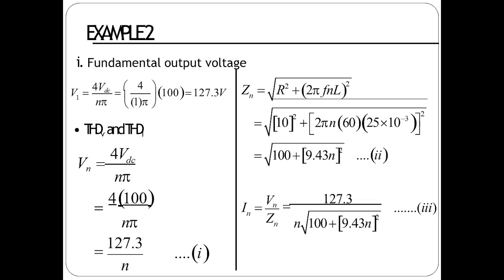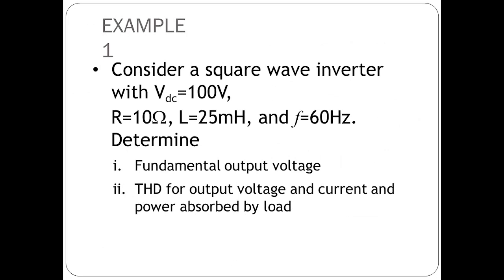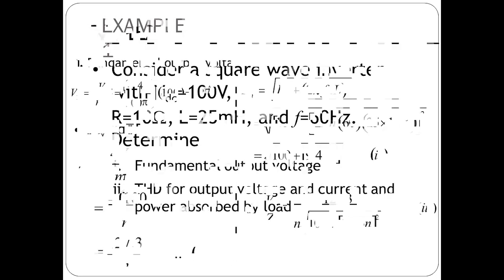We should know the formula V1 equals 4 VDC by n pi, so that we can get the fundamental output voltage, and from the fundamental output voltage we can find Vn. Then we can focus on THDV and THDI, the total harmonic distortion of voltage and current, which we will discuss in a precise manner. We will also discuss the output voltage, the THD for output voltage and current, and the power absorbed by the load.